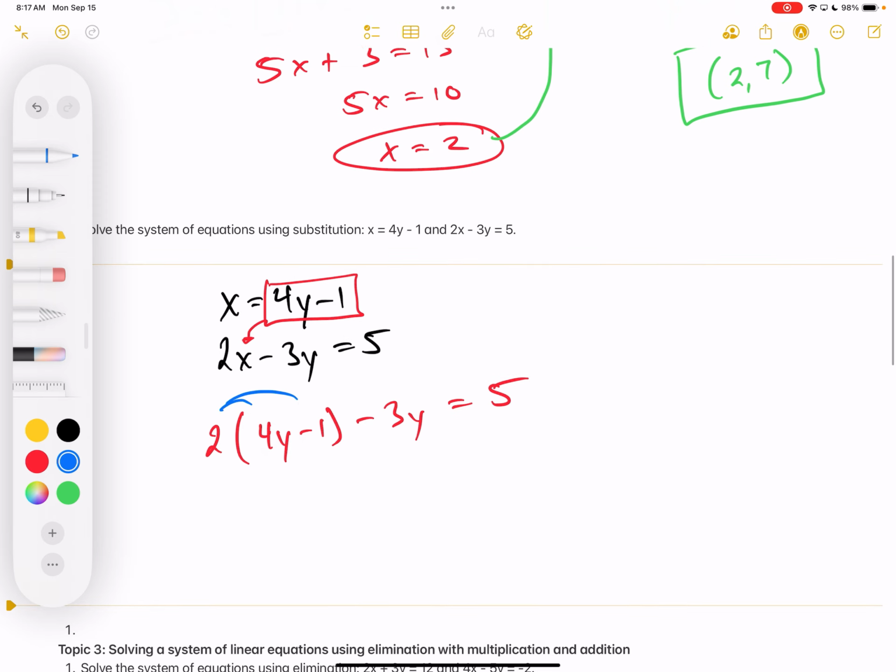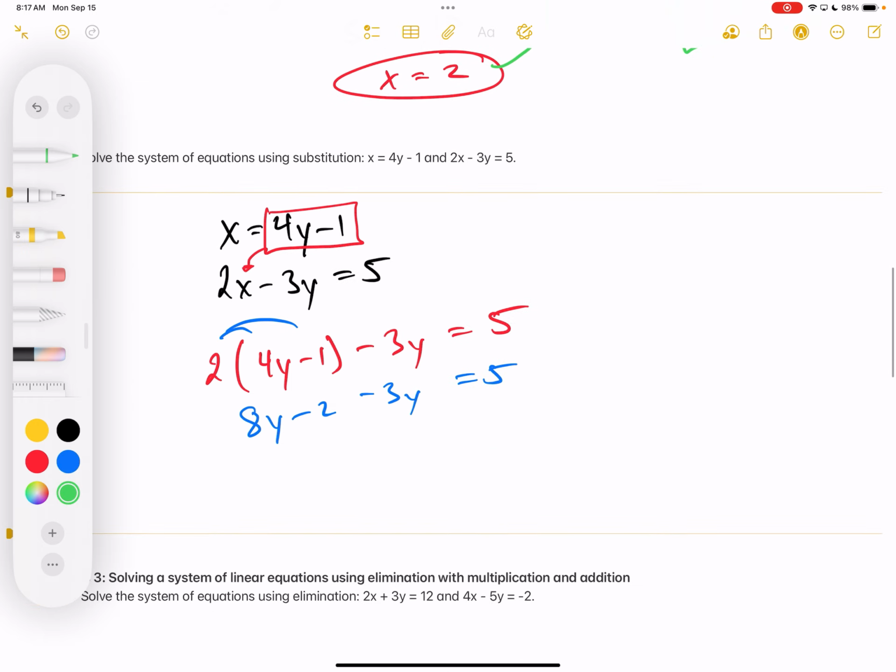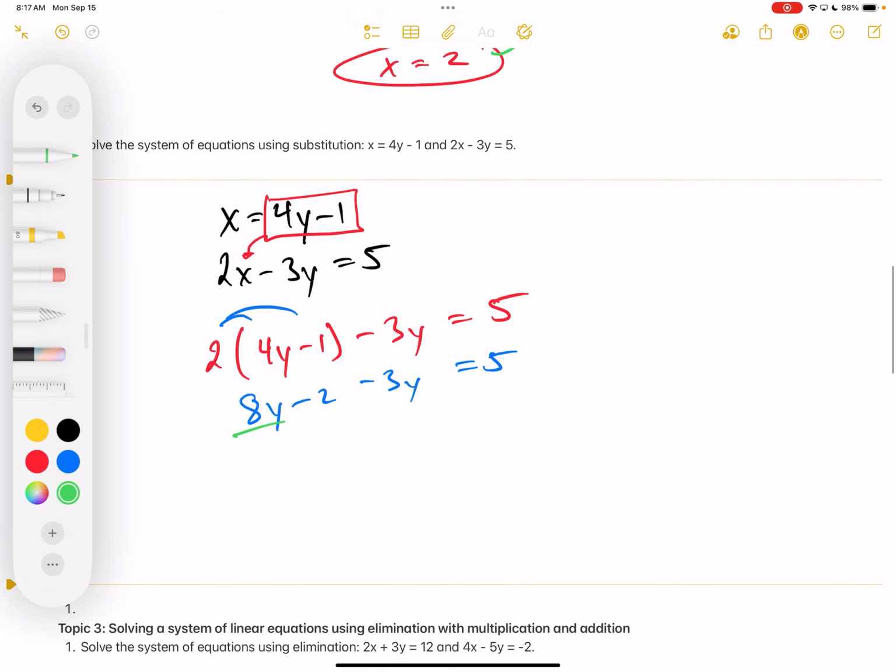So in this one, I need to distribute. So I get 8y minus 2 minus 3y equals 5. Combine some like terms. So that's 5y minus 2 equals 5. It's going to give me a fraction.